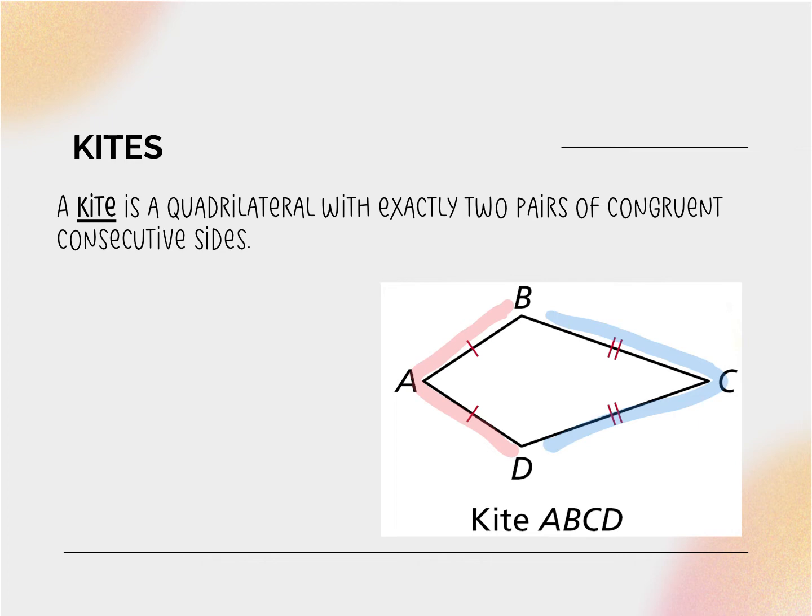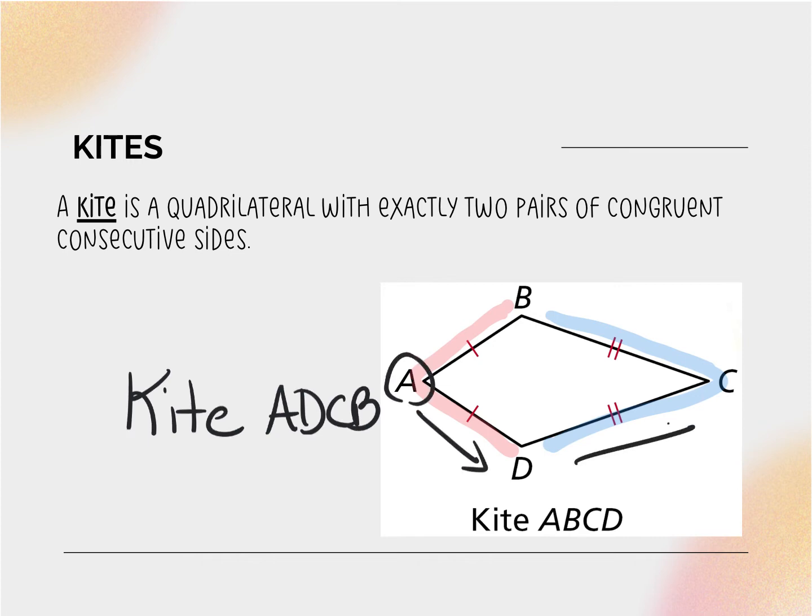Notice how they named the kite down at the bottom. They went in alphabetical order, but again, it doesn't matter. You just pick a starting point. You're going to write the word kite when you're referring to a kite. So you would say kite. Let's say instead I decided to go backwards and say A, D, C, B. You can't jump across the figure. Just pick a starting point and then go around and write the letters in that order.